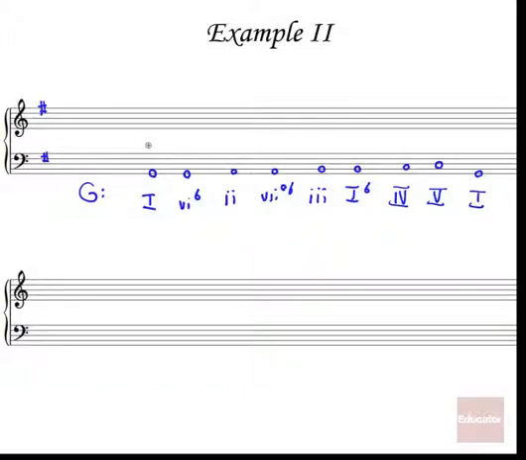So let's look at the upper voices for this. B, D, G. And now we're moving to this E minor chord, which means we can keep this B here.